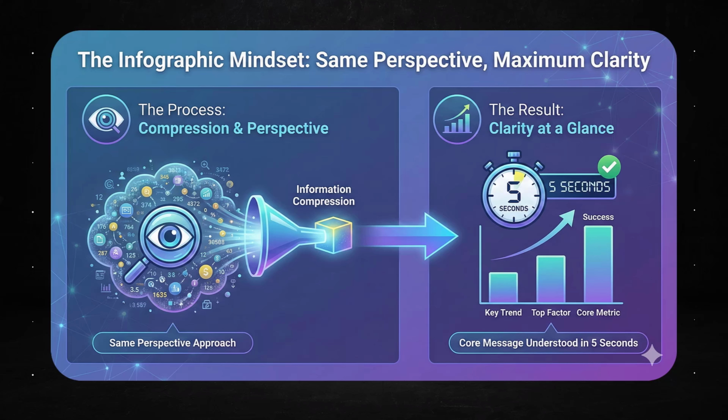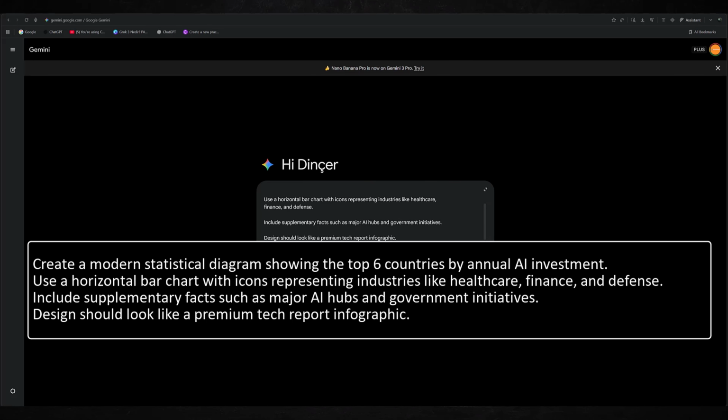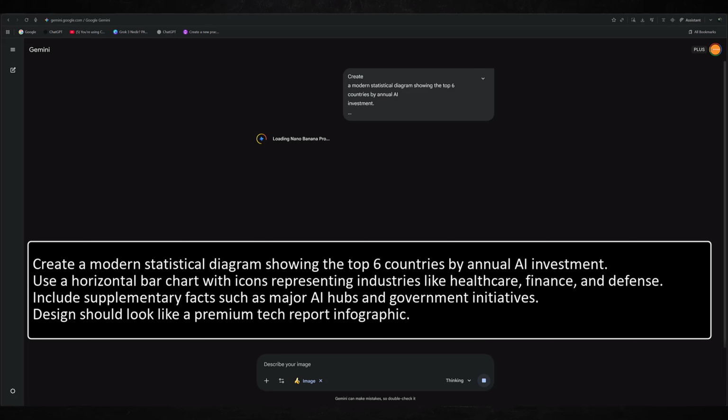Someone should be able to look at the visual for 5 seconds and already understand the core message. Let's start with top countries by AI investments. This time the story isn't about time, it's about comparison and scale. We want authority, clarity, and a premium feel. So we shift the perspective slightly with the prompt.